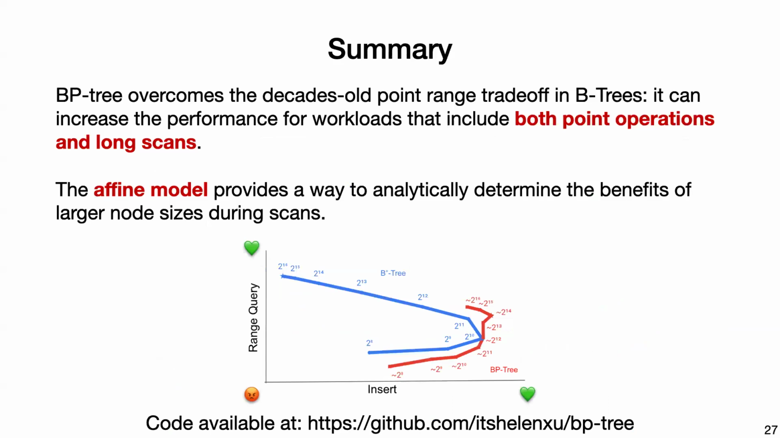Yeah. And to summarize this part, the BP tree overcomes this trade-off between point and range operations to optimize for both point operations and long scans. So you want to optimize for range query without giving up on point operations. The affine model is one way to determine the benefits by doing some orthogonal micro benchmarking and then applying it into indexes. And this is the same thing from the beginning.